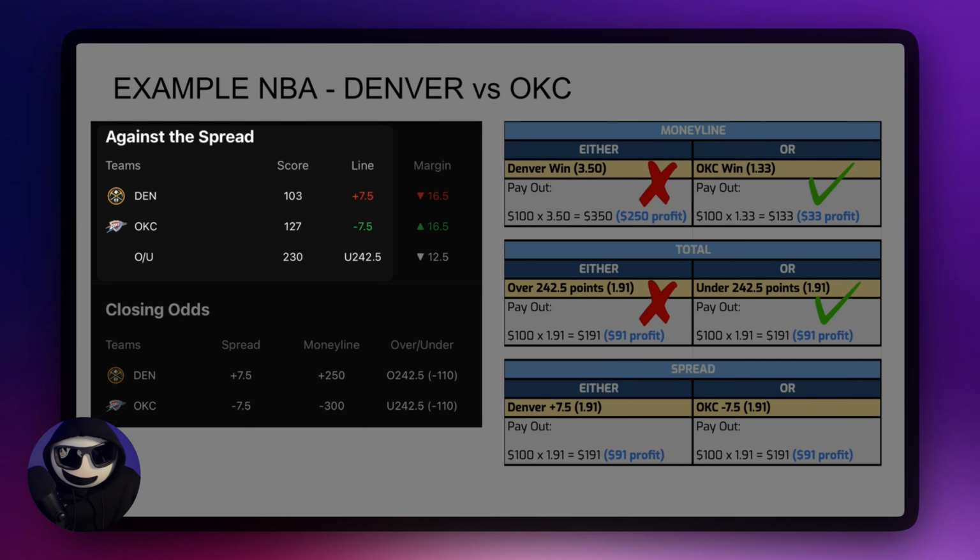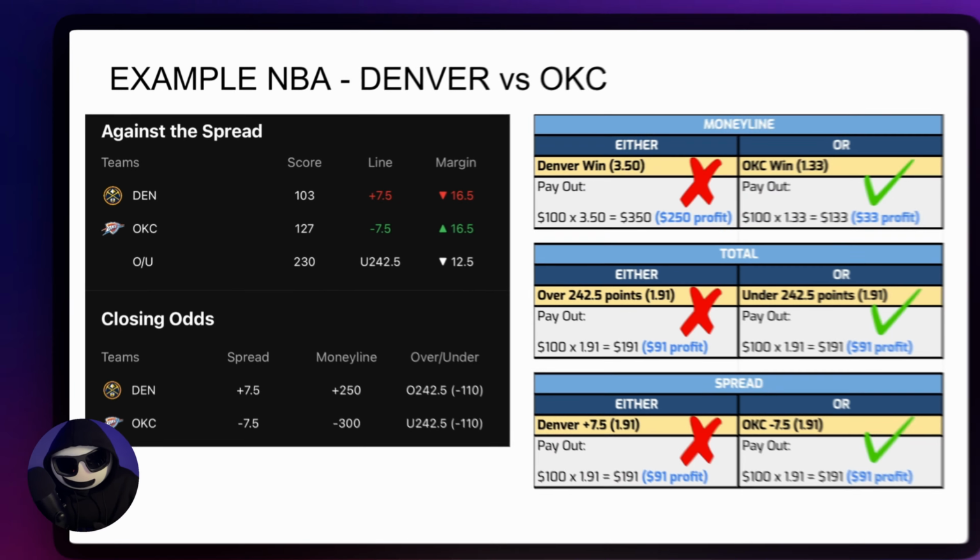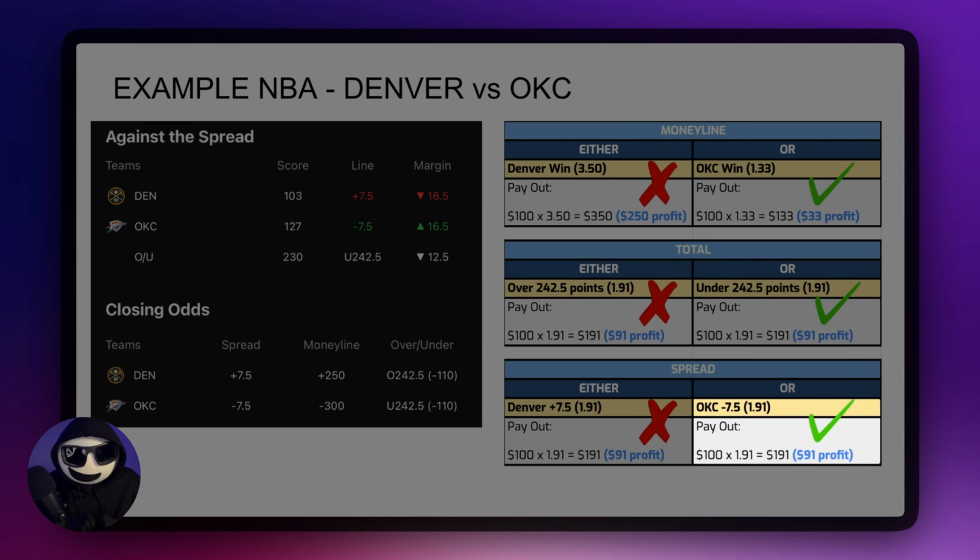Now let's look at the spread here. We have the spread set at 7.5. So the favorite OKC needs to win by 8 points or more to cover the spread. But the Denver Nuggets, what they need to do is either win outright or not lose by 8 points. We see that OKC destroyed Denver here, winning by 24 points. So they did cover the spread, and if you put your $100 on them to cover minus 7.5, then you would have made $91 in profit. And if you put your money on Denver Nuggets to cover the spread, then they did not, and you would have lost your bet.